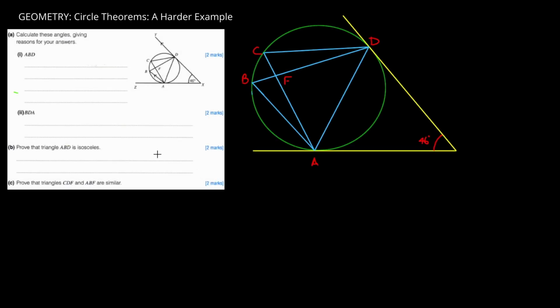Let's have a look at this circle theorems question. Now, this looks a bit frightening, and it certainly contains several of the circle theorems you should now be fairly familiar with. First of all, they want us to calculate ABD, which is this angle up here. So somehow we've got to move the value of 46 across the diagram all the way up to these points here.